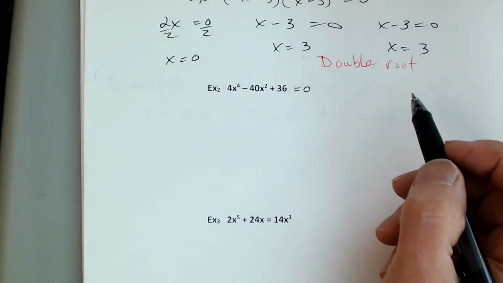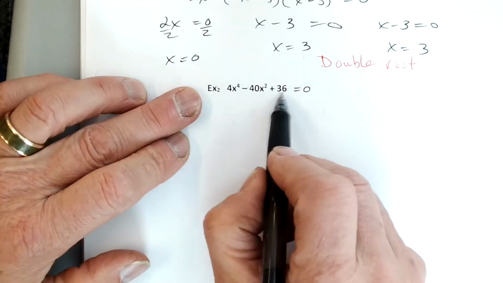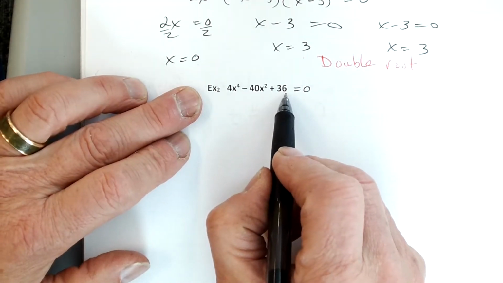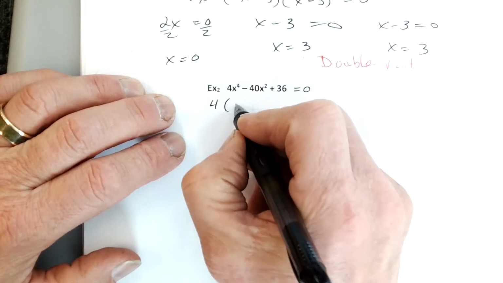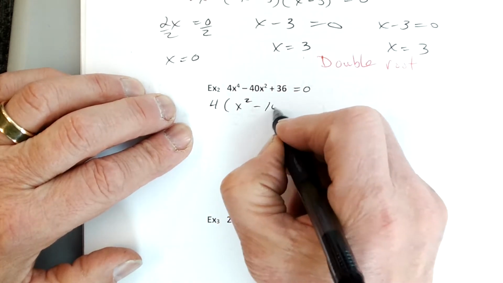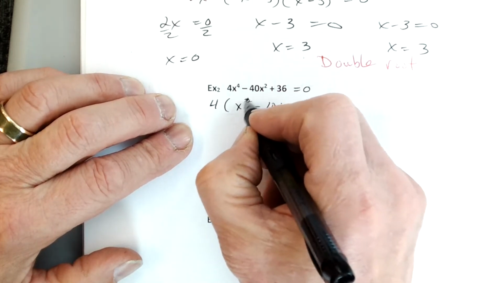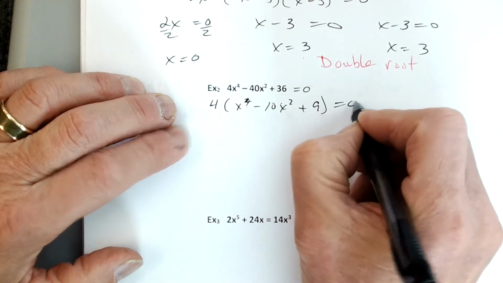All right, always common factor first. I think they all have a multiple of 4, don't they? So I think I can take out a 4. I'm going to be left with x to the 4th minus 10x squared plus 9 equals 0, okay?